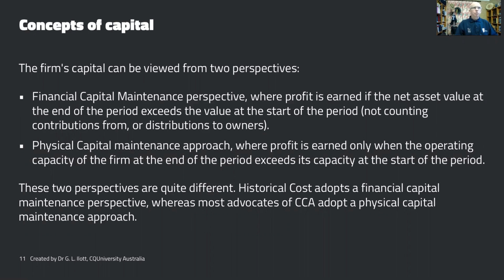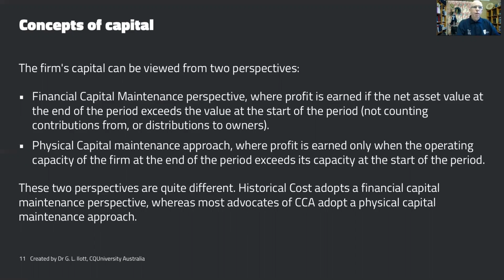This opened up, consequently, more thinking about what is capital. Now, the capital that we're more familiar with is the financial capital maintenance perspective, where profit is earned if the net asset value at the end of the period exceeds the value at the start of the period. So you've earned a profit if your assets are worth more at the end of the reporting period than they were at the start. And this is the perspective that's really entrenched in our accounting standards.